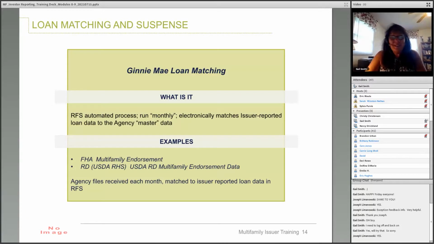What I'm going to talk about today is Ginnie Mae loan matching for multifamily and what it is. It's an automated process that we run monthly, and we electronically match the issuer reported data to the agency reported data. So for multifamily, that would be USDA, Rural Development Agency data, and the FHA multifamily agency data. So we take your data and we match those fields to the agency data. If we do not have a match, then it will go on a download.